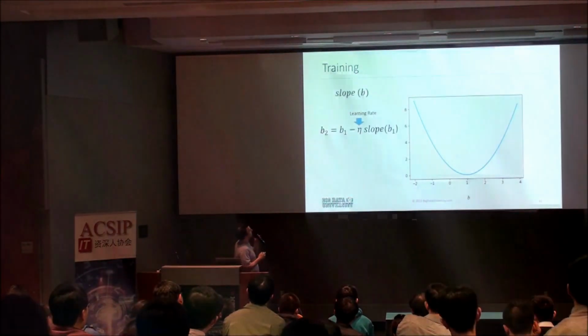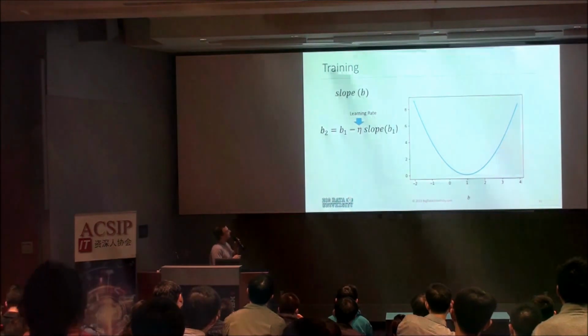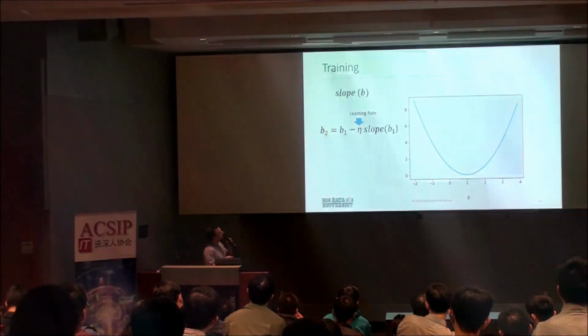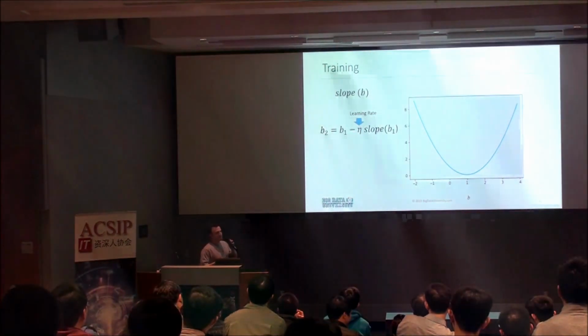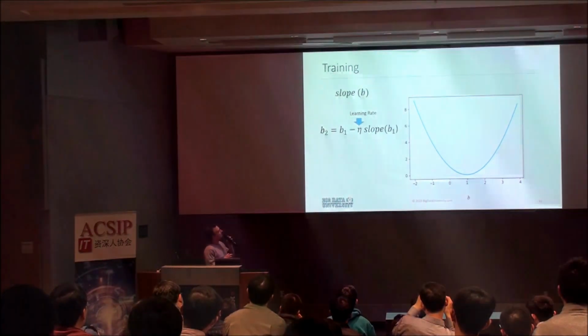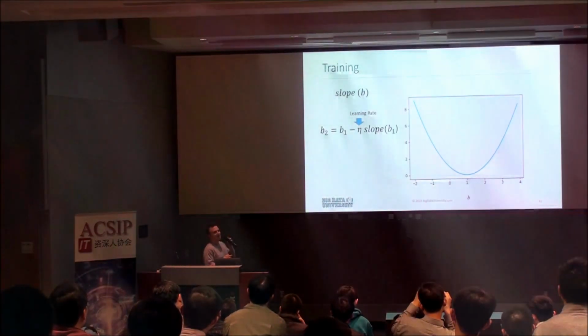So we use the slope of the line, and then we have this thing over here called the learning rate. This is chosen empirically, and you do this by experiments. And what's another name for the slope of a line? Starts with a D.